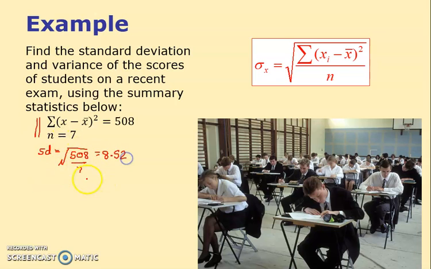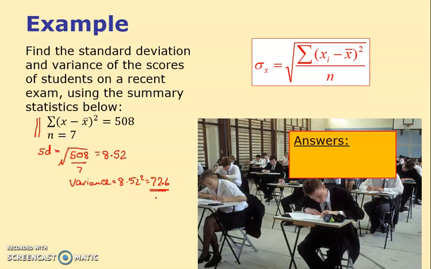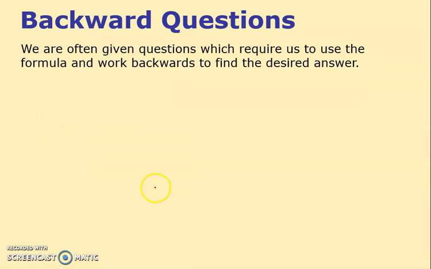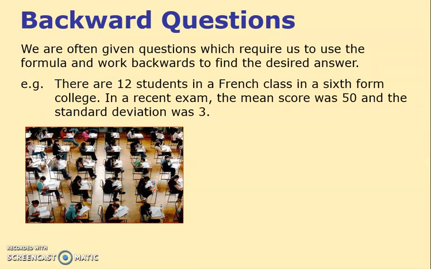And notice, please, if I didn't square root it, and I just had 508 divided by 7, that would be called the variance. The variance is the 8.52 squared, if you like. But when I do it really accurately, I get 72.6. Not sure if it would be quite that if I didn't do it accurately. 72.6. Backward questions. I did hint that we're going to get some backward questions.